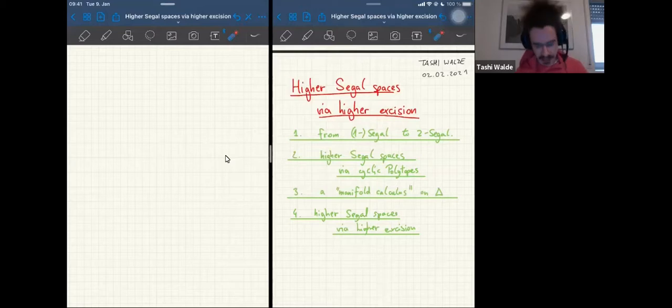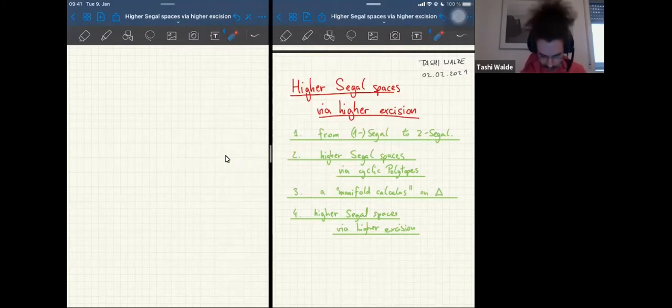Yeah, so I have very briefly outlined here the structure of this talk. I'm going to start with something very basic, which are ordinary Segal spaces, which hopefully most are familiar with, but I will quickly recall. And then I will also say how one extends these to two Segal spaces. Then I will tell you how one introduces the hierarchy of higher Segal spaces in general.